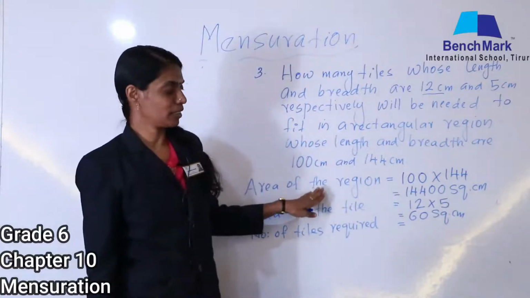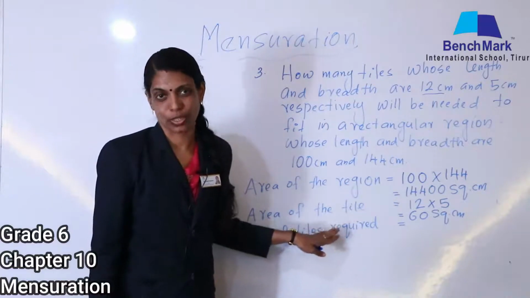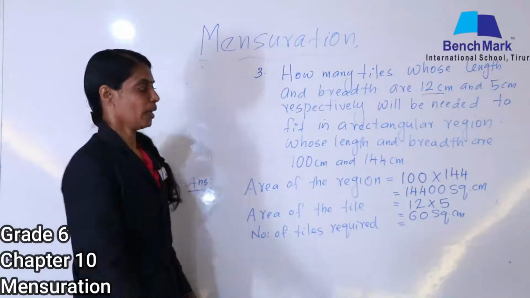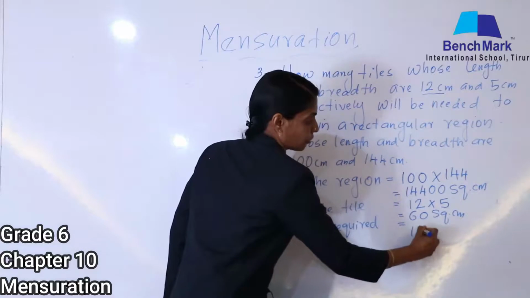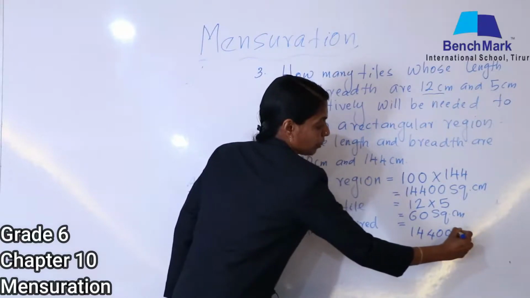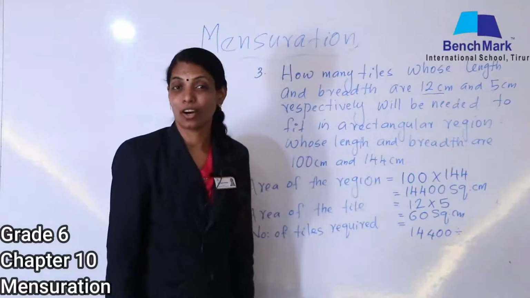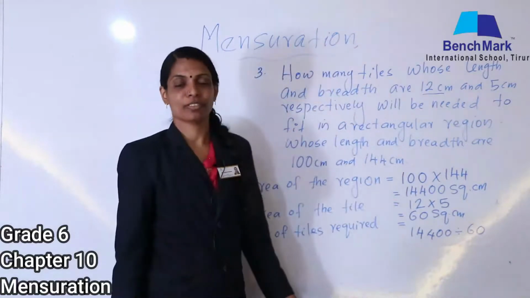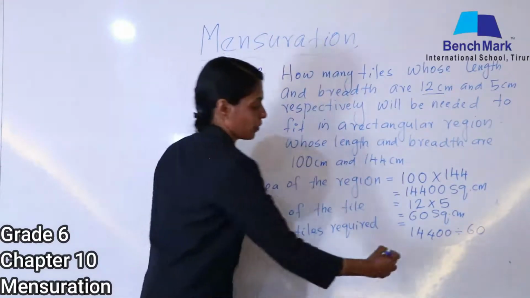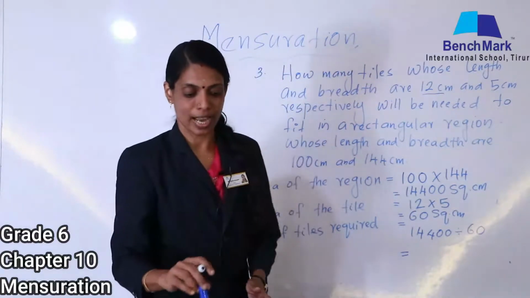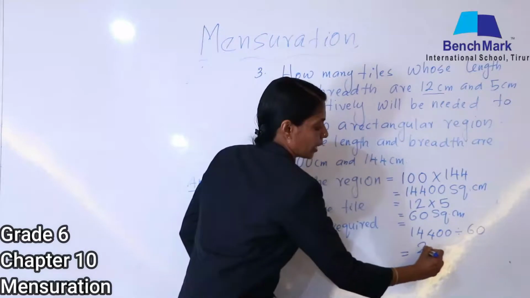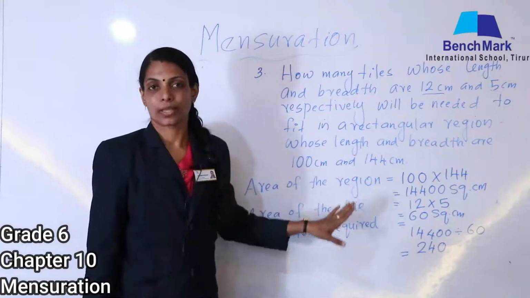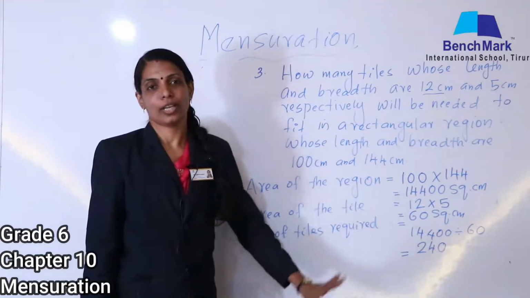So we have got the area of the region and area of one tile also. Now the next step is to find the number of tiles required. For that, we have the step here. The area of the region will be divided by area of one tile. So this is the process of finding the number of tiles required. So once we complete the division here, we are going to get the answer 240 tiles. So this is a daily life situation question, and this is a place where we are using the idea of finding area.